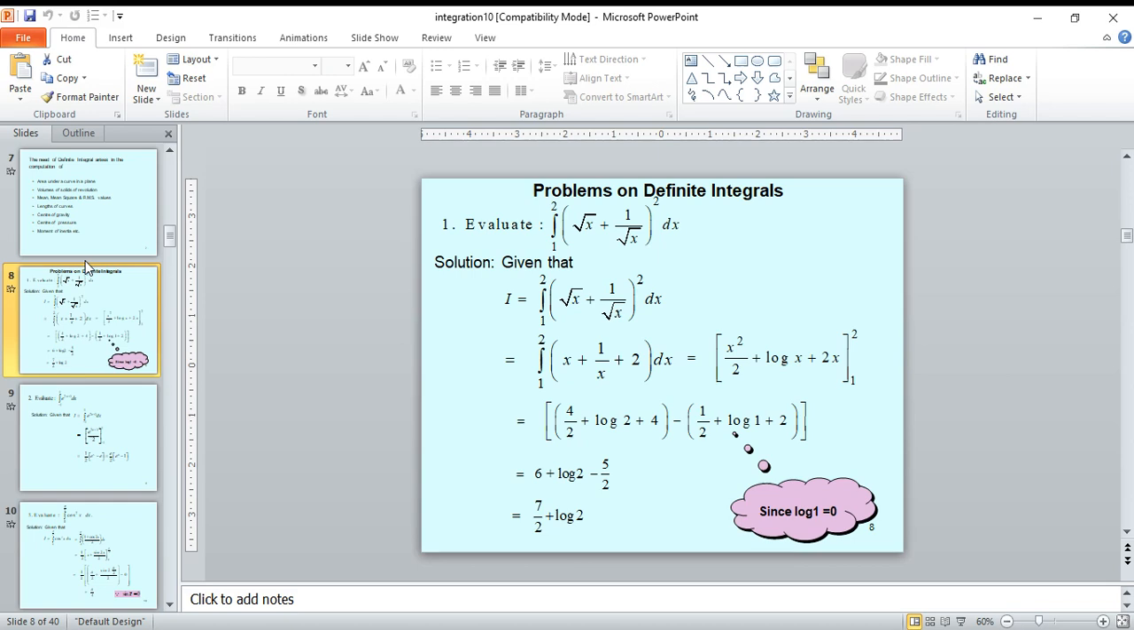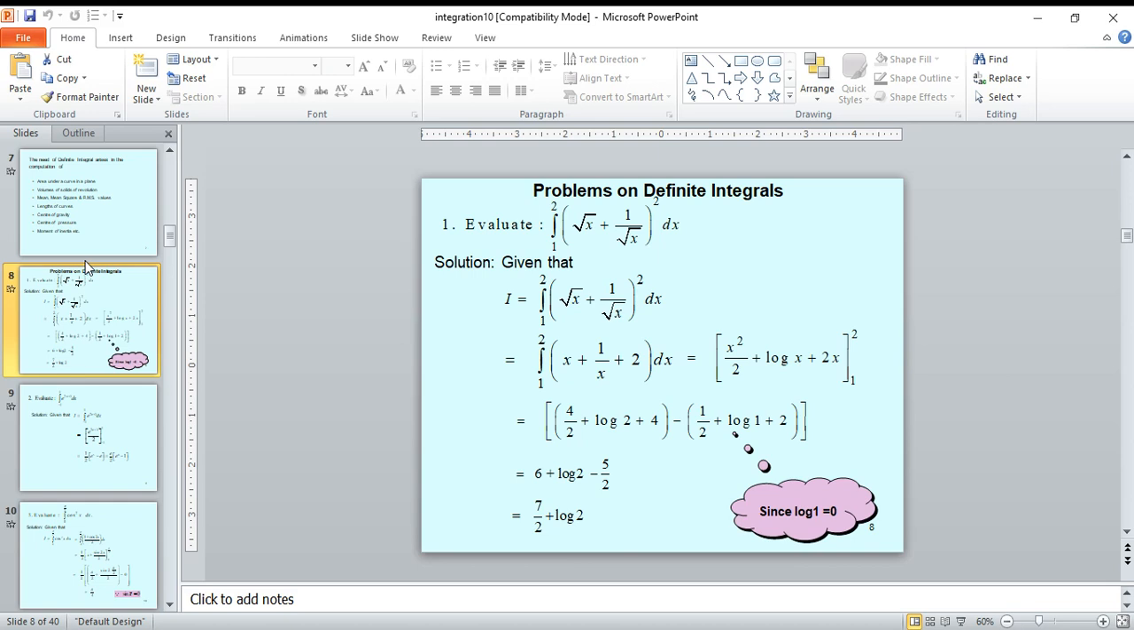First of all, apply the upper interval in place of x. So substitute 2 in place of x. That is 2 square by 2, plus log 2, plus 2 into 2, which is 4. That is 4 by 2 plus log 2 plus 4.